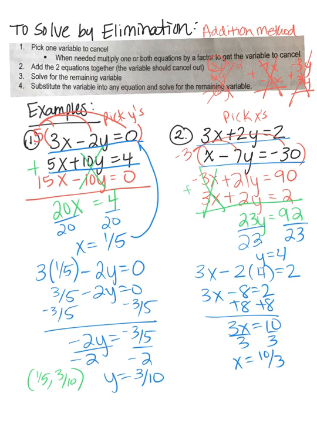So, oh, man, we got a fraction. Okay, like it is what it is. So I've got my ordered pair, 10 thirds, comma, 4. All right, and that's how you're going to solve by elimination. So now we've seen all three ways to solve a system. The whole goal is to use whichever way is going to be easier for you to solve.